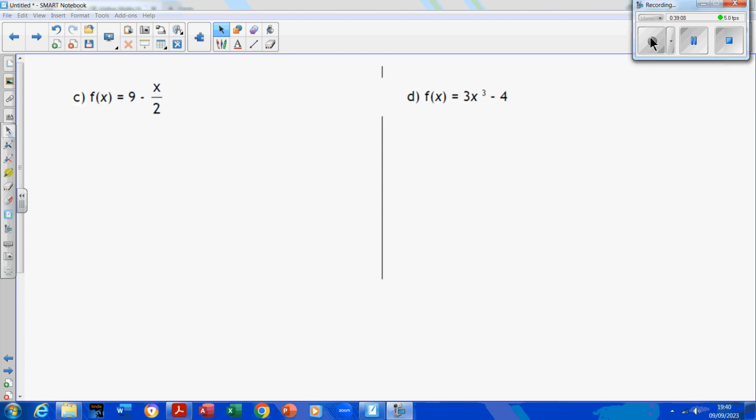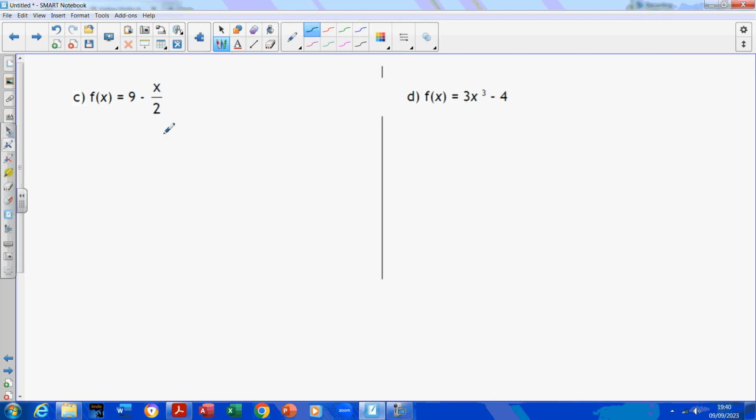Next two examples in your notes, we want to find the inverse function of both of these, so it's part C and part D. So we start off with y is equal to 9 minus x over 2. Now normally I would write that round the other way, but it's minus x over 2, so I'm going to add x over 2 to both sides.